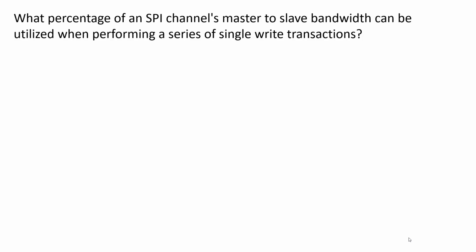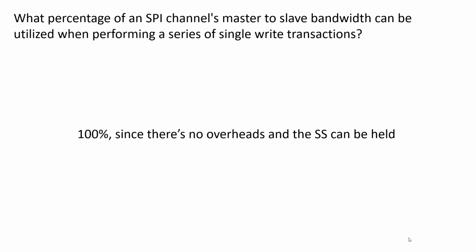What percentage of an SPI channel's master to slave bandwidth can be utilized when performing a series of single write transactions? It's 100%, because with SPI you can achieve 100% of the bandwidth on exchanges, not on transactions, but at the lower level protocol where you're doing exchanges, you can basically hold the SS. You can assert the SS and you can continuously stream data. Does that make sense?